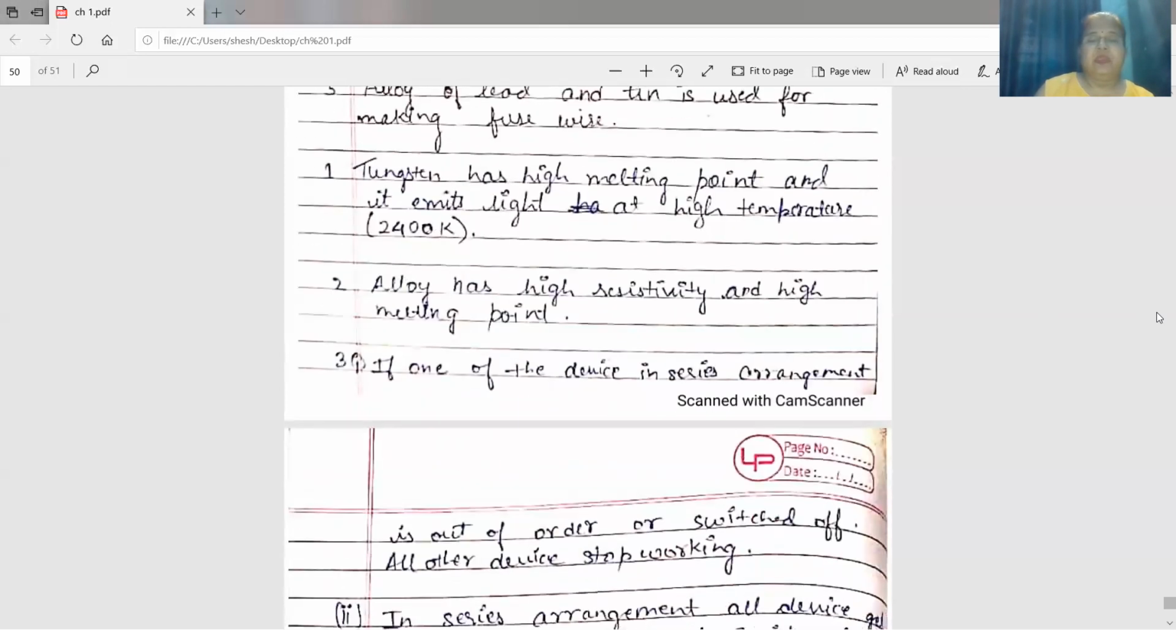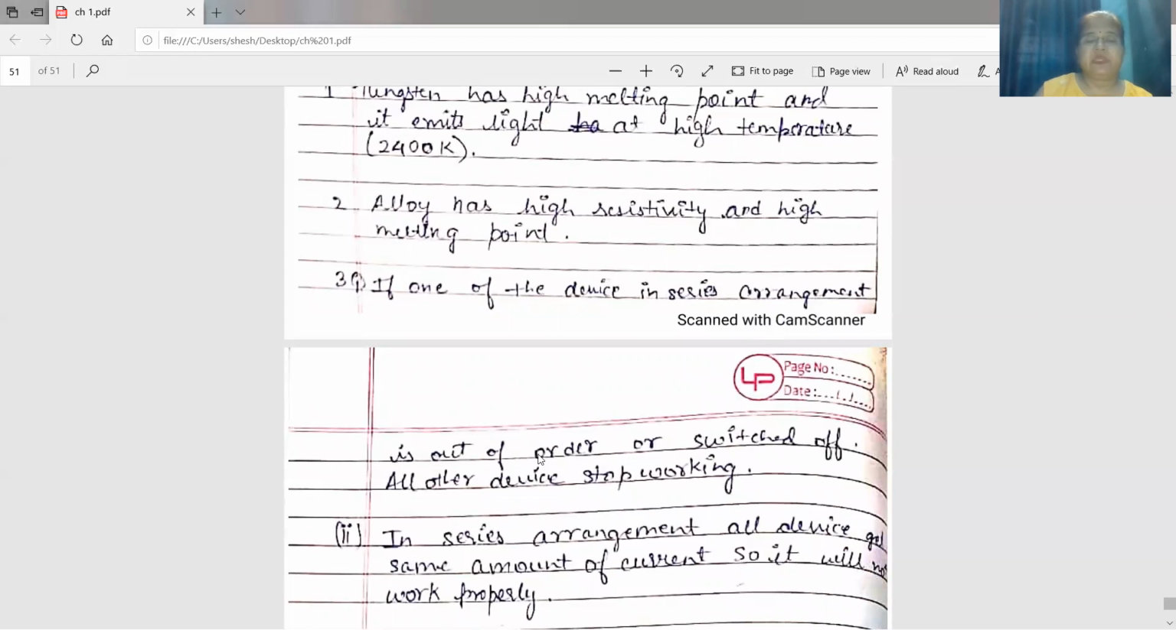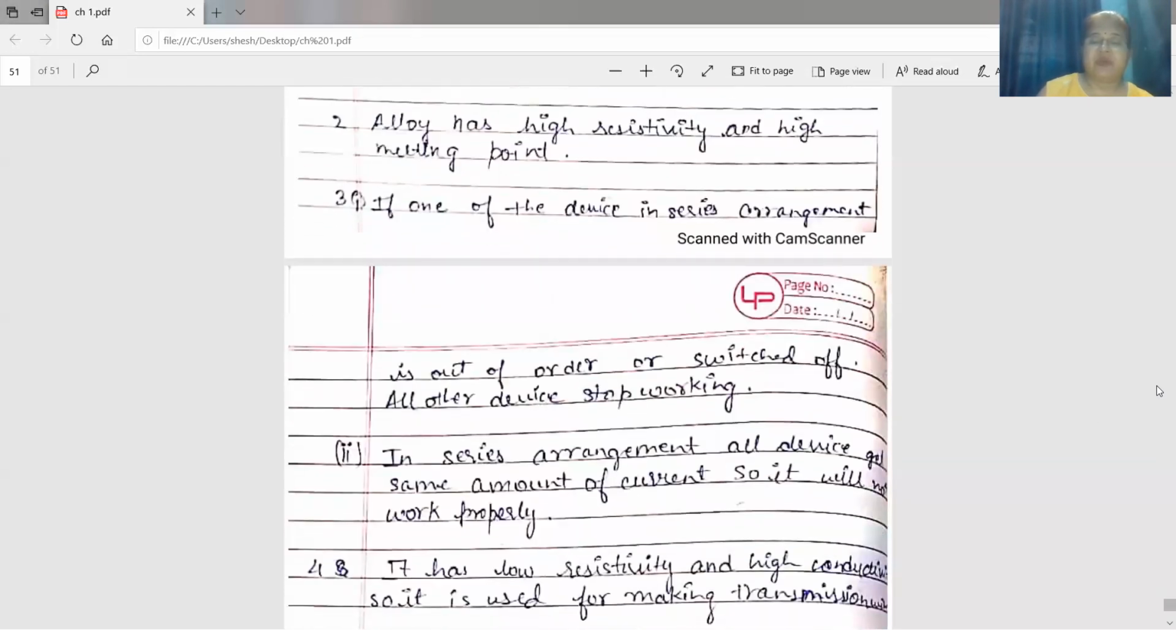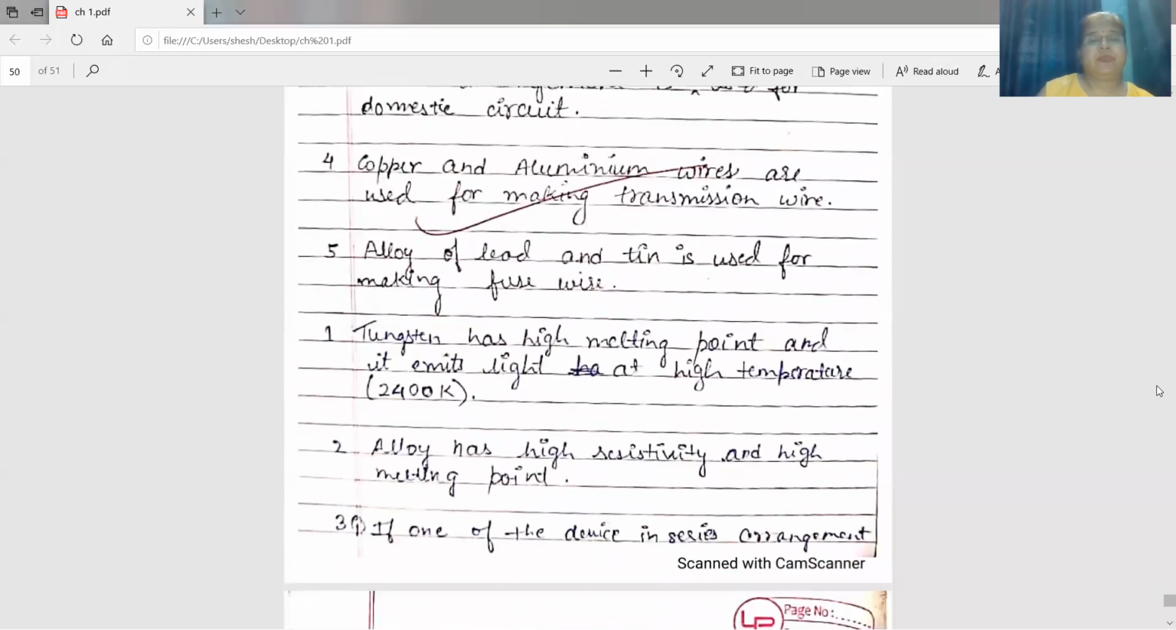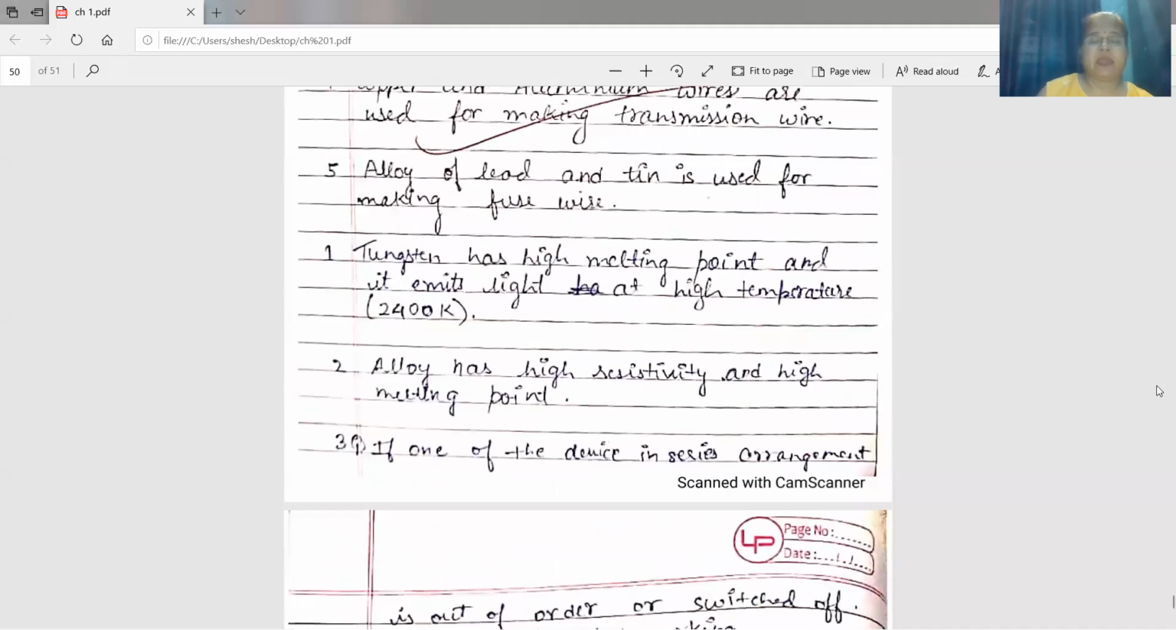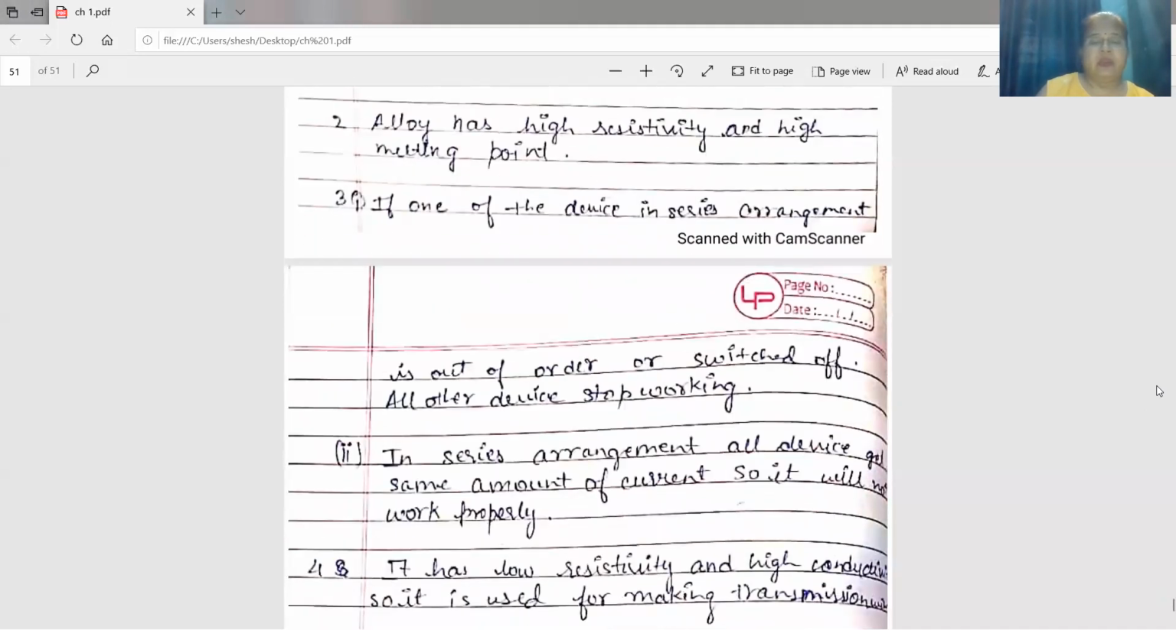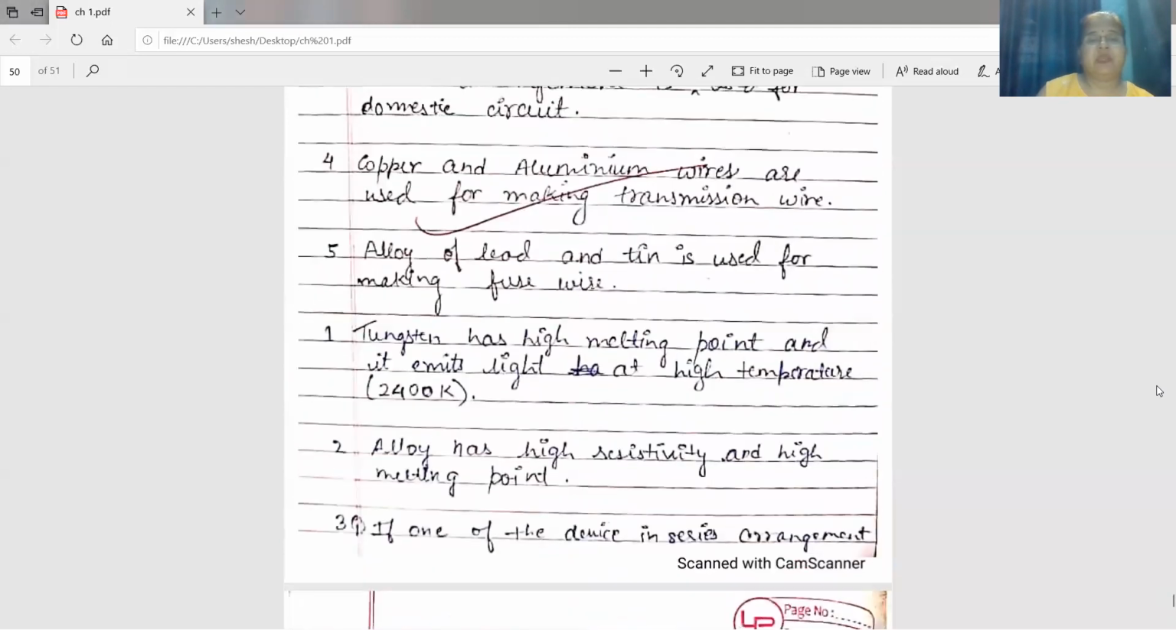See here, if one of the device in series arrangement is out of order or switched off or switched on, all stop working. Switched on, all start working. Switched off, all stop working. In series arrangement, all devices get same amount of current, so it will not work properly. Number 4, copper and aluminum wire are used for making transmission wire because they have low resistivity and high conductivity. So it is used for making transmission wire.